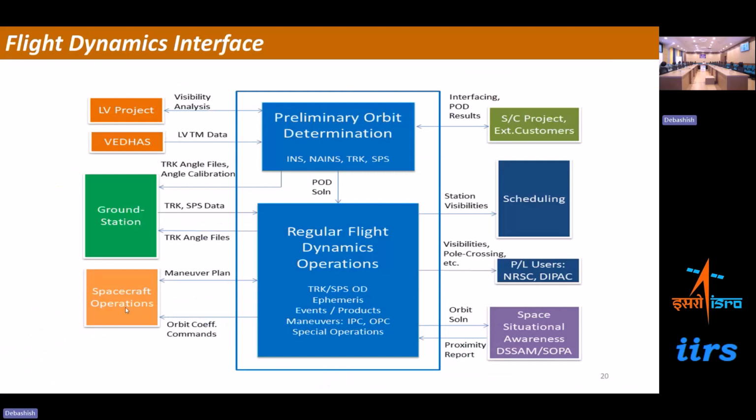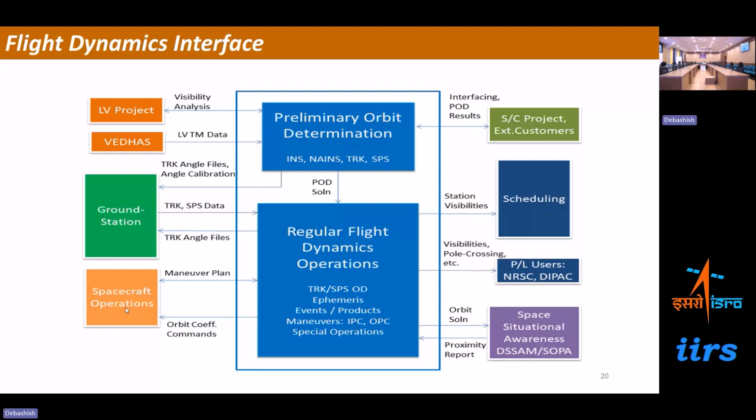Now we quickly see the flight dynamics interfaces. If you see the middle, we have a preliminary orbit determination. This is another thing flight dynamics does, called the preliminary orbit determination. This is after launch, when the satellite is separated from the launch vehicle. With very minimal data, around 10 minutes of data, we have to get an approximate orbit. That is why it is called a preliminary orbit. With a very small amount of data, we should be able to tell what my satellite orbit is. That is called the POD.